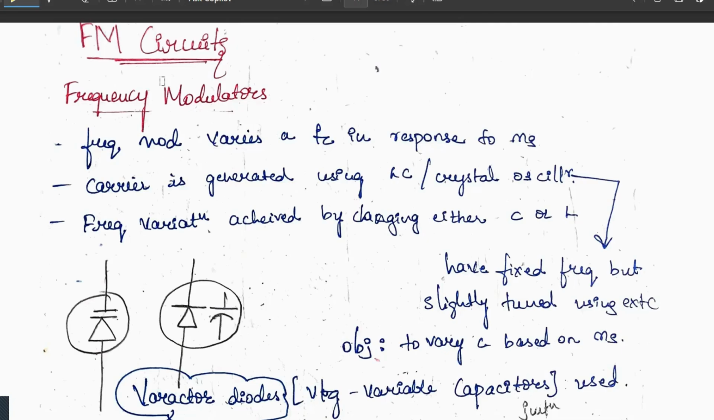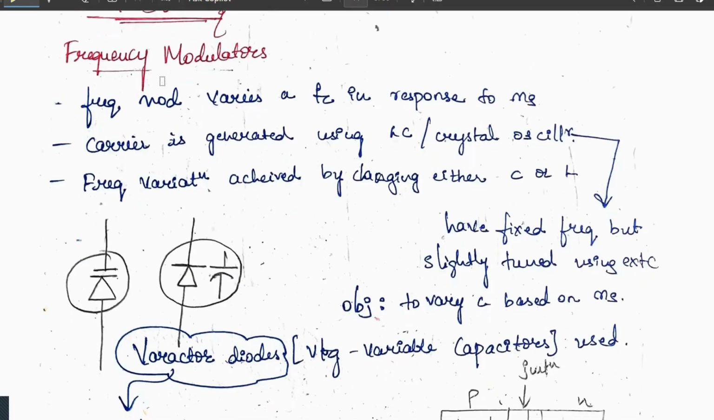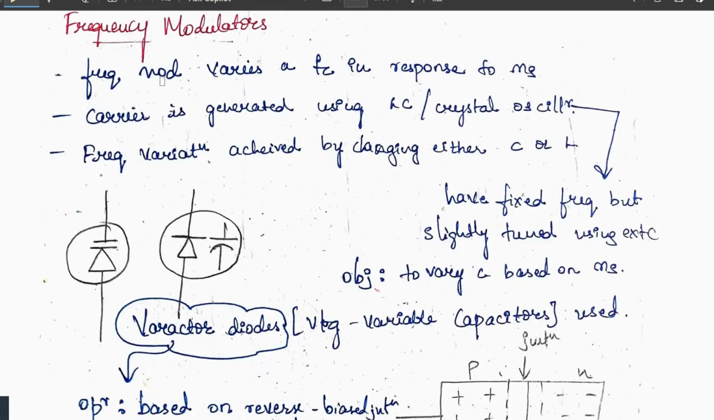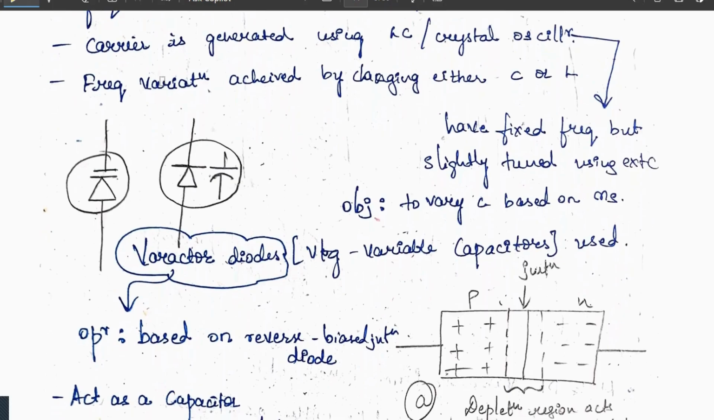So let's begin with Module 3 Part 2, that is FM circuits, in that, frequency modulators. Frequency modulation varies a carrier signal in response to the message signal. The carrier is generated using an LC or a crystal oscillator. We have two cases. Frequency variation is achieved by changing either the capacitor or the inductor. A crystal oscillator has a fixed frequency but is slightly tuned using an extra capacitor. So the main objective here is to vary the capacitor based on the modulating signal.